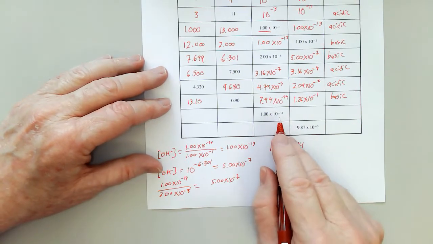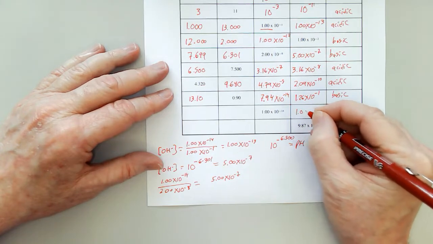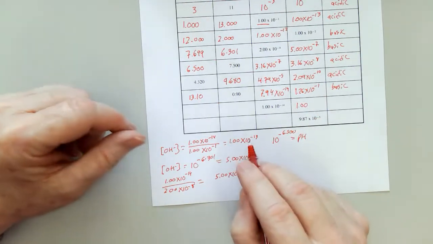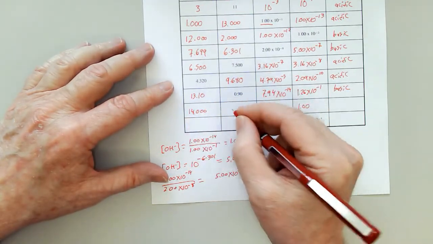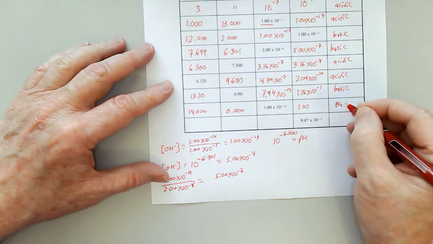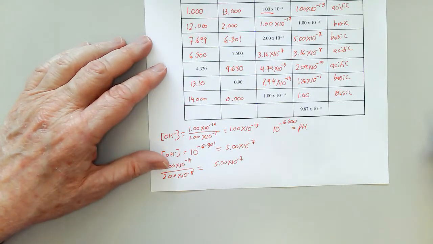Now this is 1.00 times 10 to the negative 14th. It turns out the hydroxide is 1.00 because those two have to equal that number. So you've got to multiply by 1. That means the pH is 14.000 and this is 0.000, and this is very, very basic. Okay.